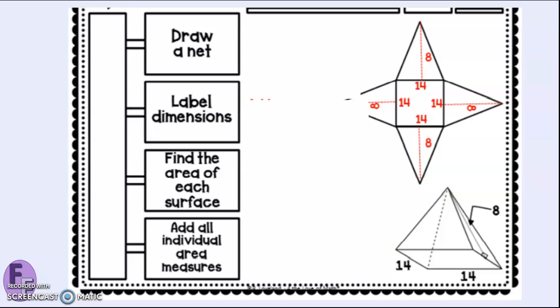Next, we find the area of each individual surface. We'll start with the area of the triangle. Remember, the triangle's formula is 1/2 times the base times the height. Substitute in your numbers. 1/2 times 14 times 8 gives us 56 units squared.